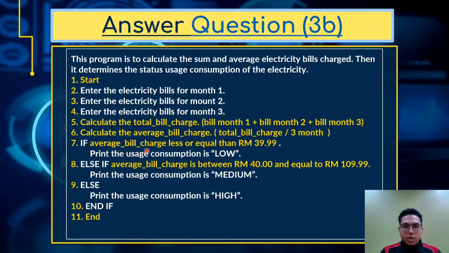If the average bill charge is less than or equal to 39.99 ringgit, print user consumption is low. This is the output. Else if the average bill charge is between 40 ringgit and 109.99 ringgit, the output will print user consumption is medium. Otherwise, if the bill charge is higher than 109.99 ringgit, it will print user consumption is high.